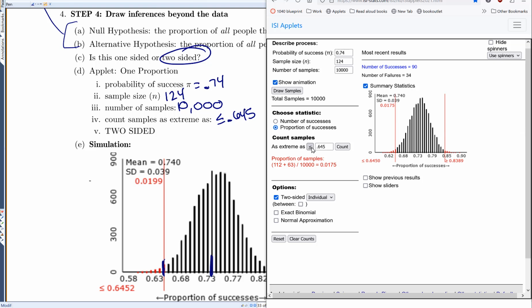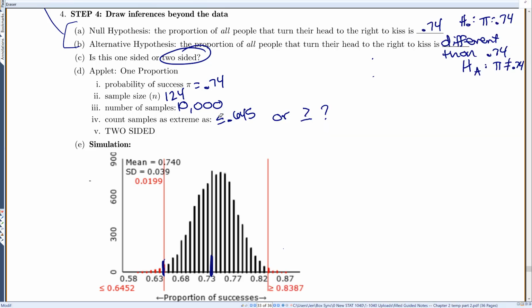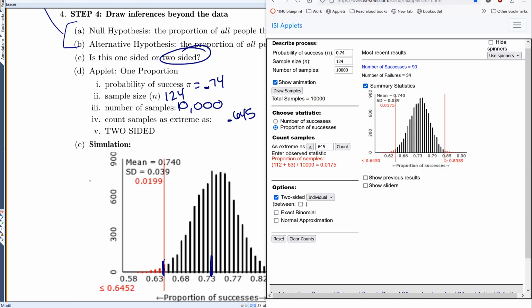Now, just for a few interesting things, let's say you hadn't figured it out and you did a greater than or equal to, but then you click two-sided. It will automatically figure out, oh, you wanted the tails, and it will fix that for you. So you don't really have to figure out back on your notes, should it be less than or equal to or greater than or equal to? It will figure all of that out for you. If you just put in the 0.645 and click this two-sided, it will figure out you want the tails.